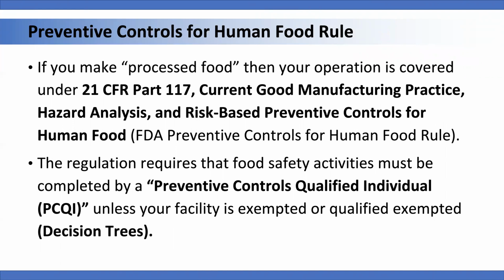If you make processed food, your operation may be covered under 21 Code of Federal Regulation Part 117, Current Good Manufacturing Practices, Hazard Analysis, and Risk-Based Preventive Control for Human Food, simply known as Preventive Controls for Human Food Rule. This rule requires that food safety activities must be done by a preventive control qualified individual if your operation is covered by the rule.